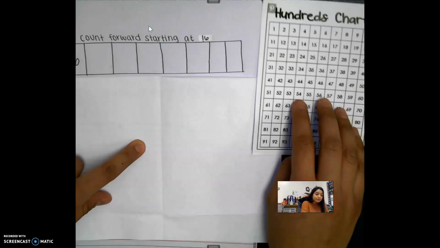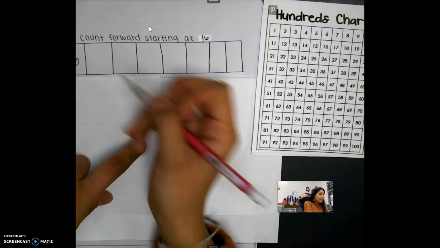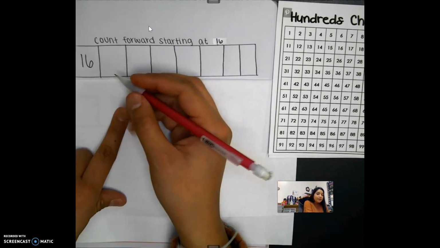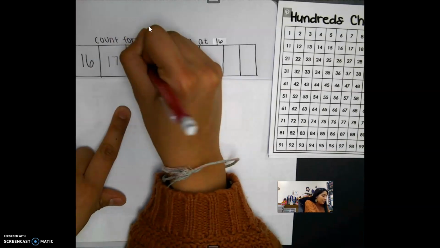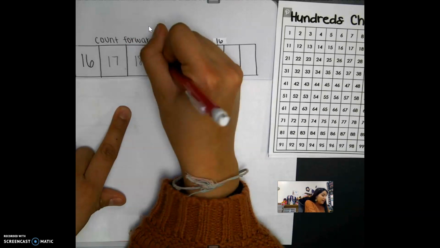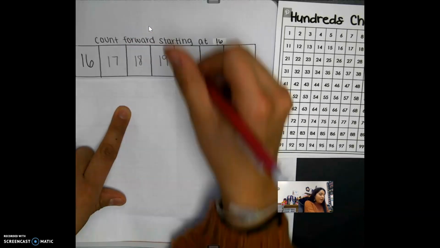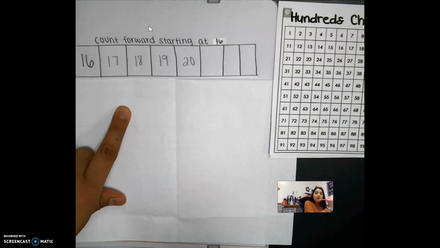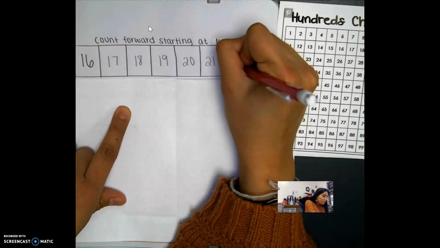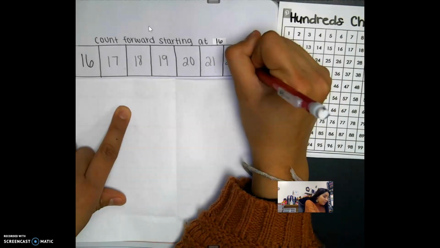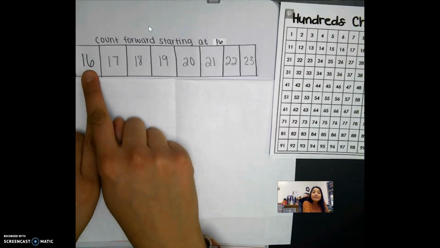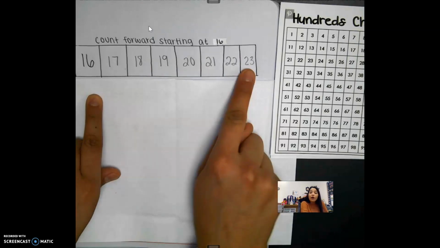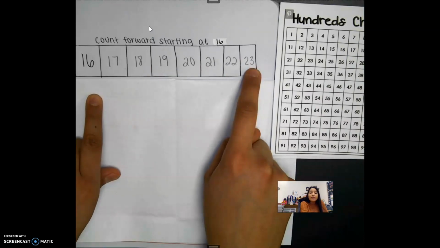Okay, so I have 16, and then we said 17, and then 18, then 19, 20, 21, 22, and 23. So I have 23. So I started at 16 and I counted forward all the way to my last box, which is 23.